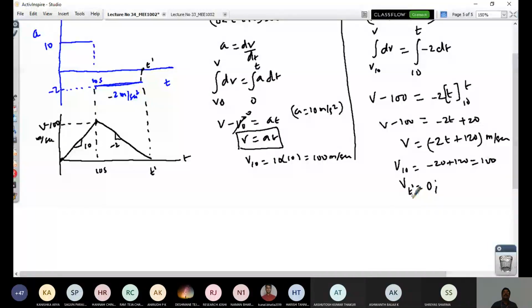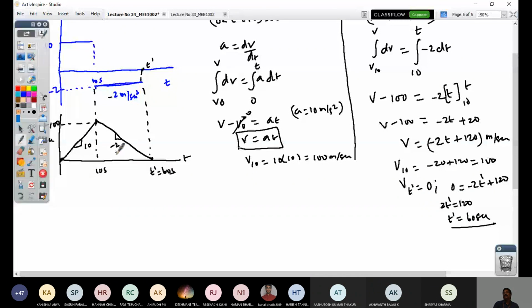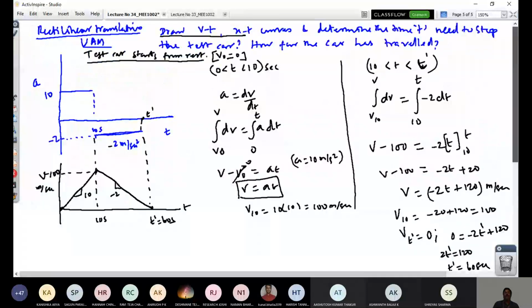So 10 seconds this and at 60 seconds it has come to halt, stopped. So its velocity is 0. That's how you will understand this. So the first question is answered. How long does it take? What is the time it takes to come to a halt? Time required to stop the car.